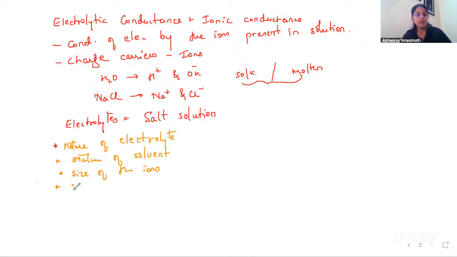Then it depends on solvation, how easily the ions get dissociated, which means how easily these ions can dissolve in water. Then it depends on the concentration of electrolyte. So if you add only 1 spoon of salt, see how much the bulb glows, and then you add 2 spoons, then 3 spoons, the intensity of the brightness of the bulb will be more.